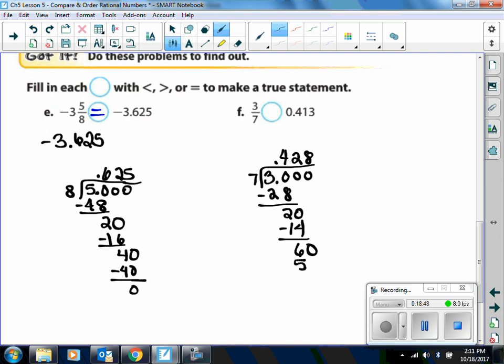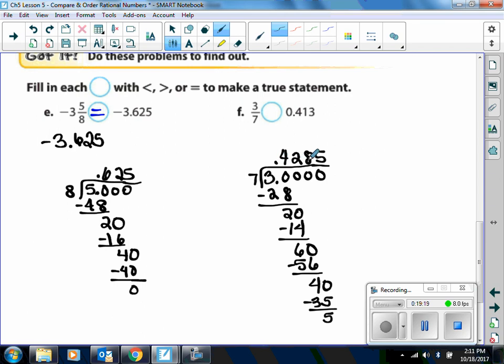So because we want to round to the thousands, we want to go one more, right? So we're going to annex another 0 and bring that down. And how many times does 7 go into 40? 5 times. So 5 times 7 is 35. We're just going to finish our division here.